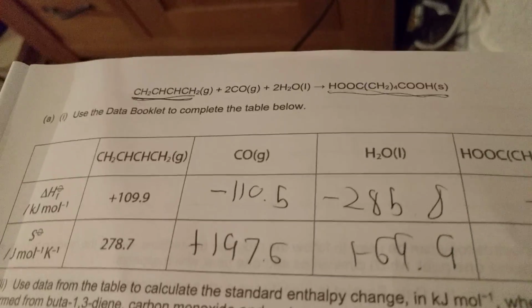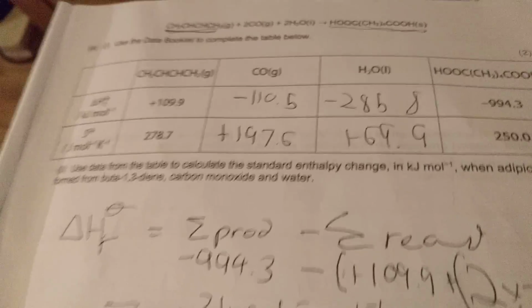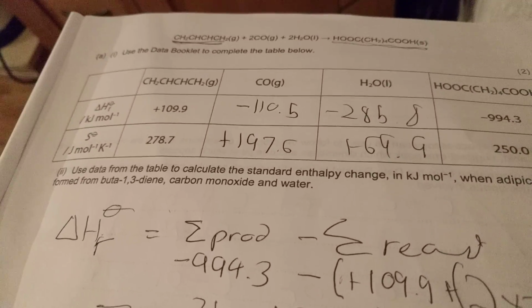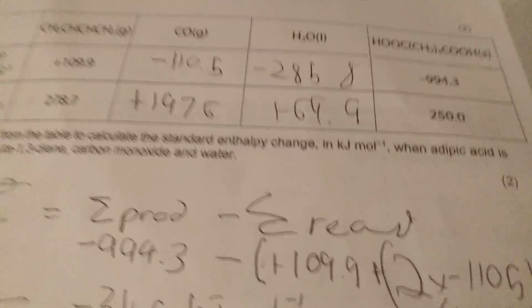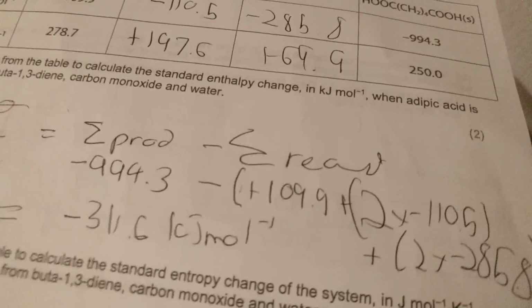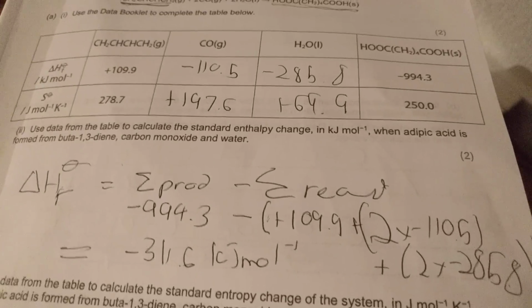Okay, so again, there's 2 marks for plugging in your values correctly. 1 mark for using the fact that you've got delta HF is equal to the enthalpy of products minus the enthalpy of reactants. And 1 mark for remembering to multiply your carbon monoxide by 2 and your water by 2.